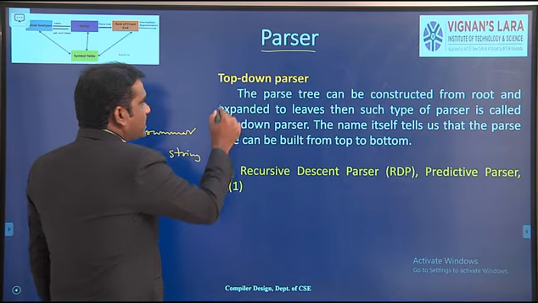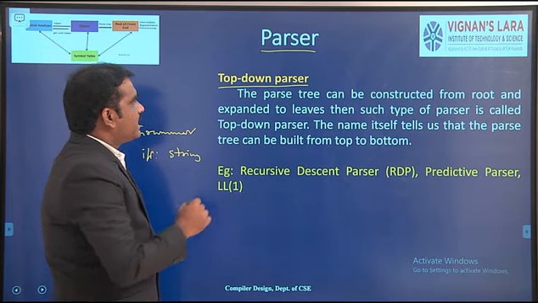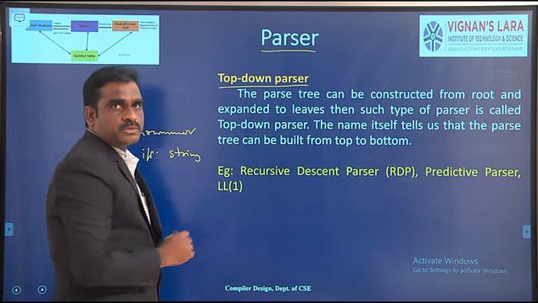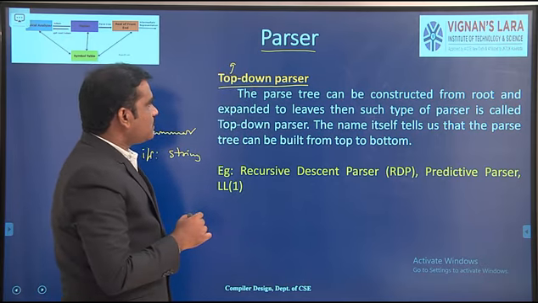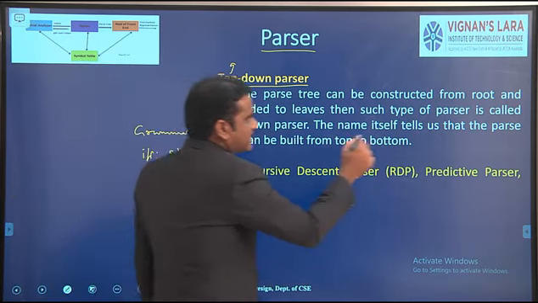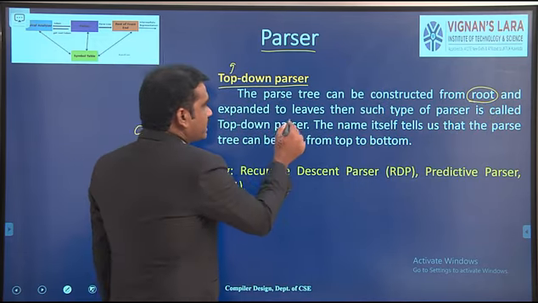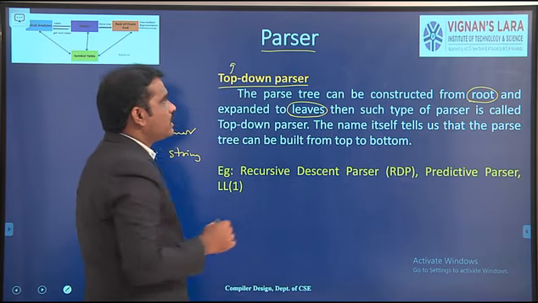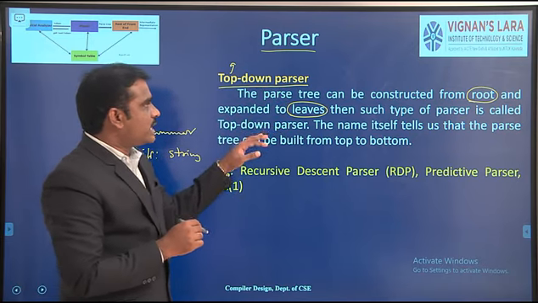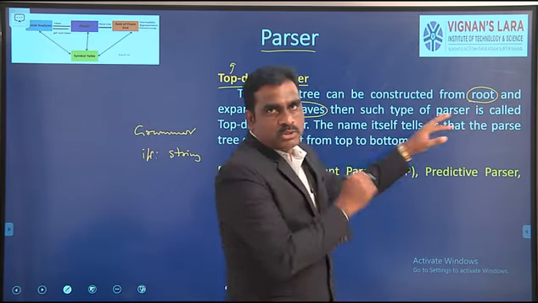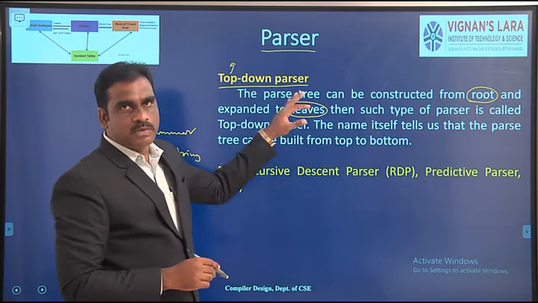So the first one is top-down parser. Here the top-down parser, as the name itself says, is a top-down approach. In a parser, the top indicates nothing but the root. Top means nothing but the root element, and down means nothing but the leaf nodes. So here we have to construct a parse tree. It starts from the root node and moves towards the leaf nodes. That parser we can call a top-down parser.